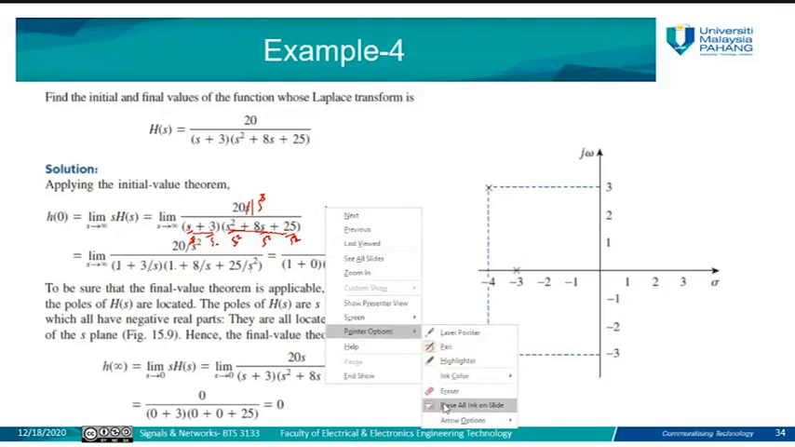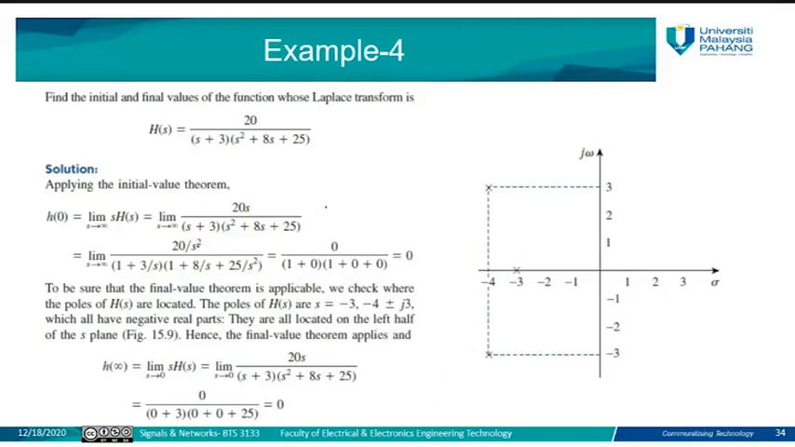Now you substitute infinity for all values. So when you put infinity here, each s will be replaced by infinity. So 20 over infinity gives you 0, this one gives you 1, this one gives you 0, 0, 0, and the total will be 0. So this is how to apply the initial value theorem, or to find the initial condition for the function in the time domain, which is h of 0.